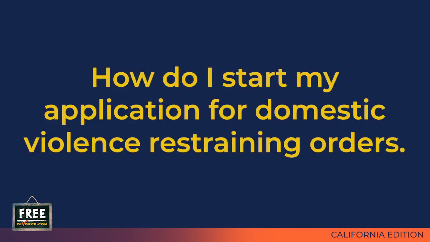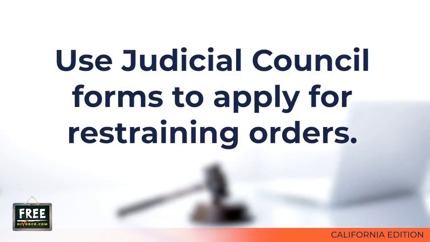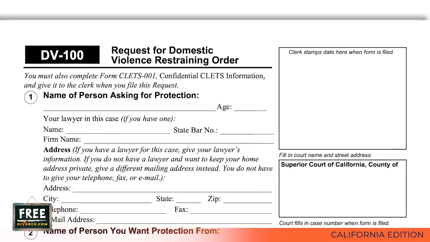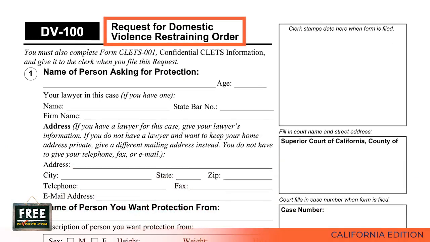How do I start my application for domestic violence restraining orders? You begin the process of obtaining restraining orders under the DVPA by completing various Judicial Council forms and filing those forms with the court clerk. These are forms issued by the Judicial Council of California. Their use is mandatory. All Judicial Council forms can be identified by their name or by their number. For example, the initial Judicial Council form you will be completing is named Request for Domestic Violence Restraining Order, which is also known by the number DV100.